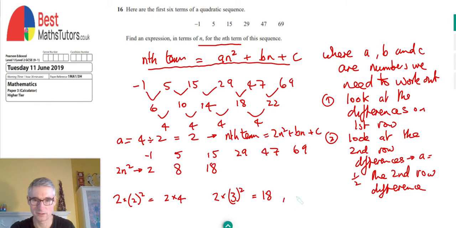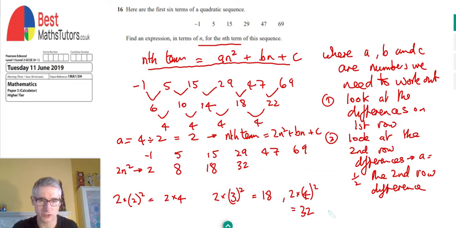For the next position in the sequence, we've got 2 times 4 squared. So that's 2 times 16 equals 32. So we can fill that in. So we've got 2, 8, and then 32. So we can write that there, 32.